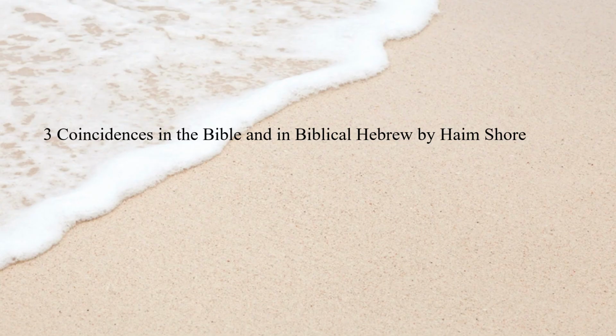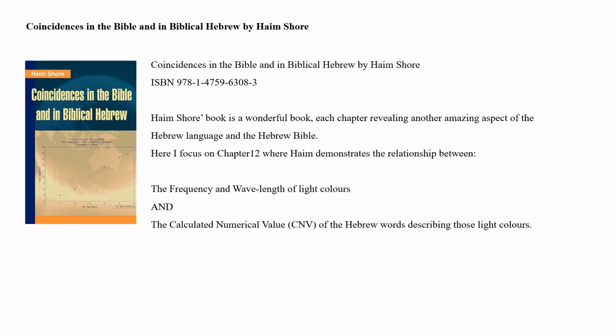3. Coincidences in the Bible and in Biblical Hebrew by Haim Shaw. Haim Shaw's book is a wonderful book, each chapter revealing another amazing aspect of the Hebrew language and the Hebrew Bible. Here I focus on chapter 12, where Haim demonstrates the relationship between the frequency and wavelength of light colors and the calculated numerical value of the Hebrew words describing those light colors.